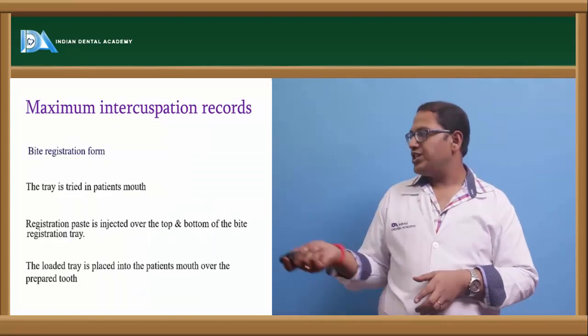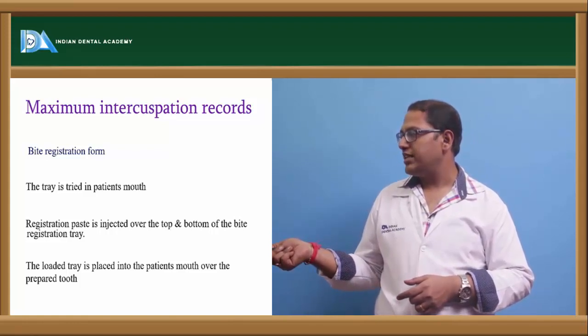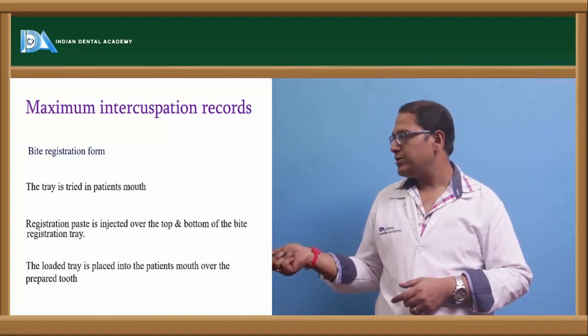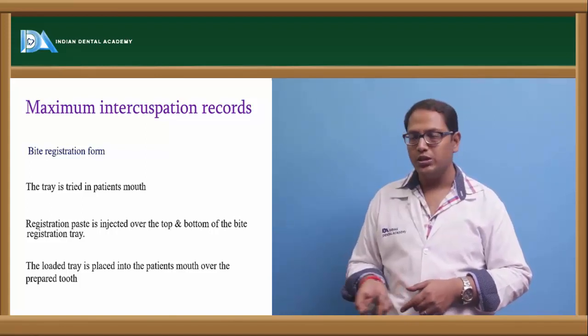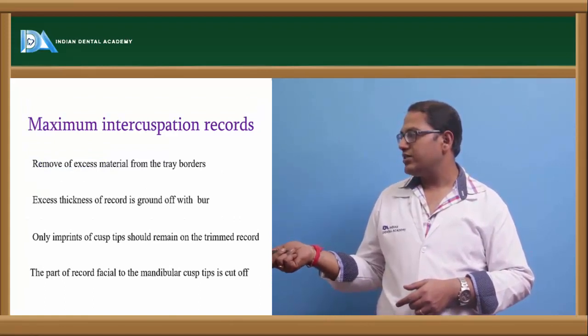For bite registration, the tray is tried in the patient's mouth, registration paste is injected over the top and bottom of the bite registration tray, and the loaded tray is placed in the patient's mouth over the prepared tooth. Then remove the excess material from the tray border, and excess thickness is rounded off with a bur.